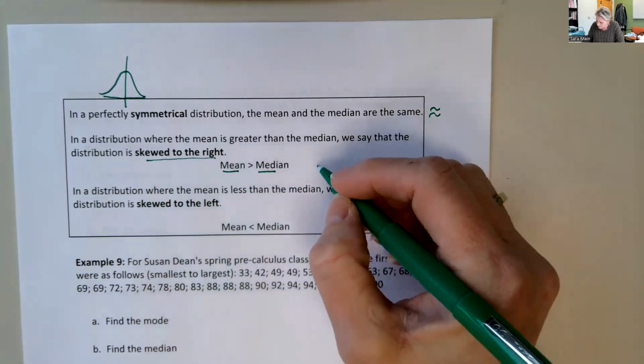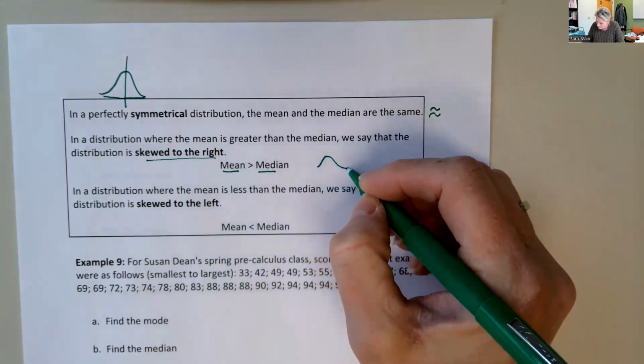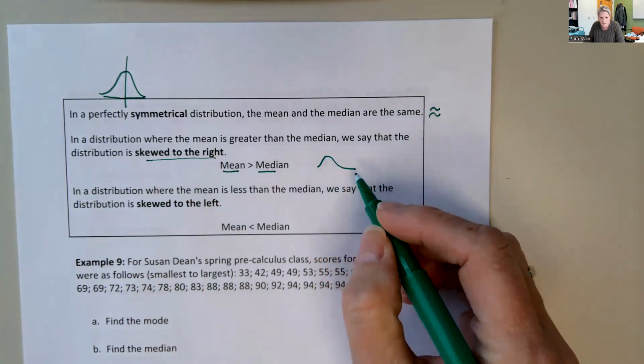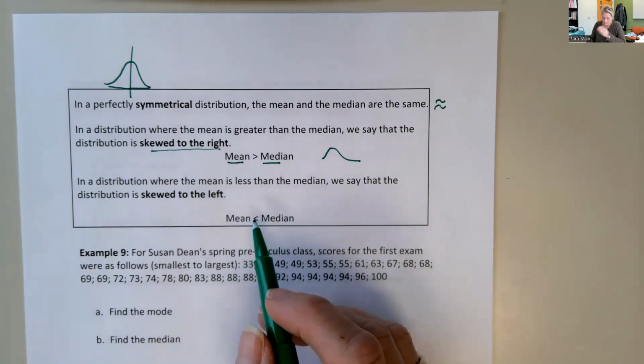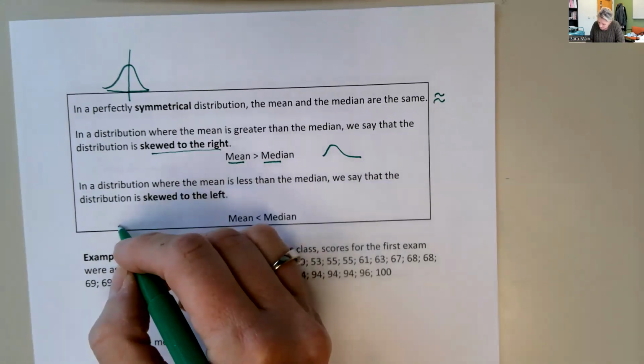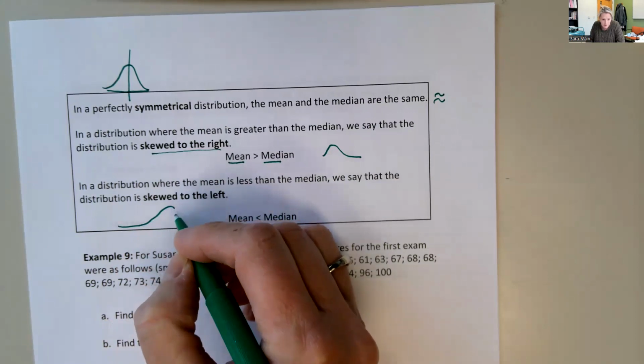And this would look like some kind of a data set like this, where it's going to be thinner out here. Now, if our mean is less than the median, we're going to say that our data is skewed left. So it might look something like this.